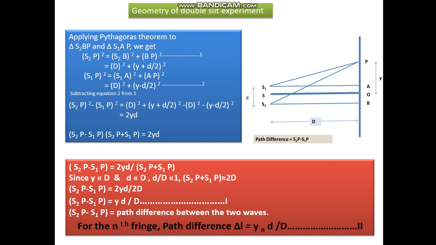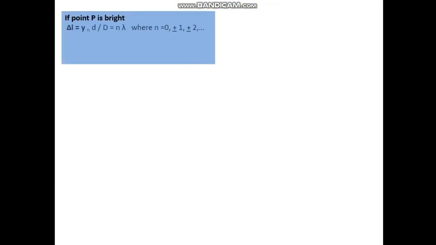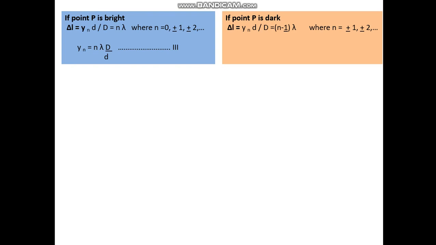For the nth fringe, the path difference delta L is equal to yn d upon D. If point P is bright, delta L is equal to yn d by D, that is equal to n lambda, where n is equal to 0, plus minus 1, plus minus 2 and so on. yn is equal to n lambda D by d. If the point P is dark, then delta L is equal to yn d by D, that is (n minus half) lambda, where n is equal to plus minus 1, plus minus 2 and so on. yn is equal to (n minus half) lambda D by d.